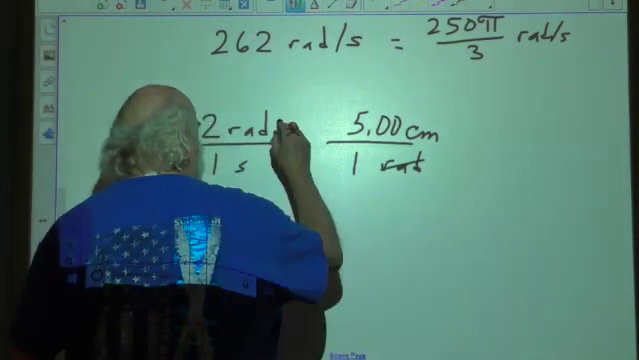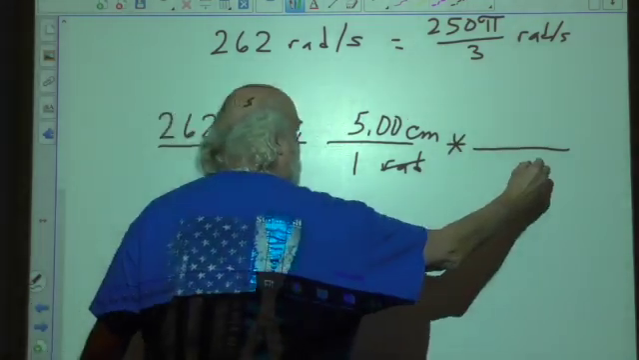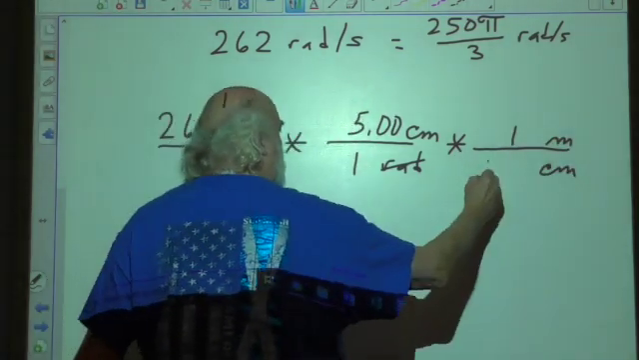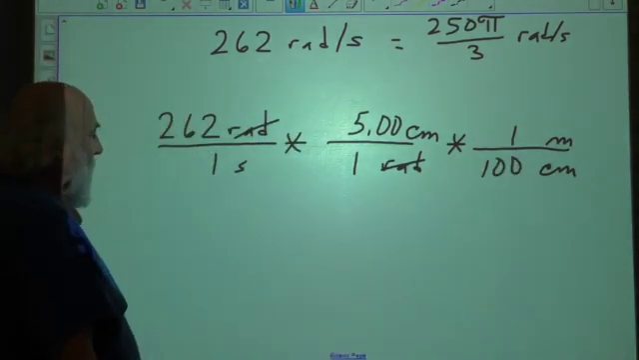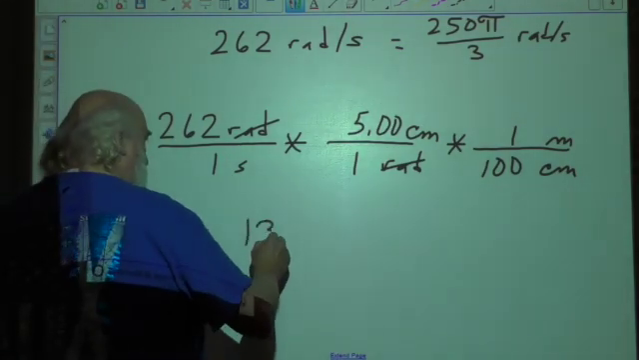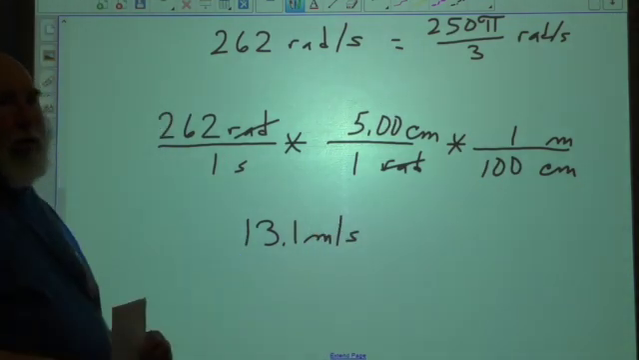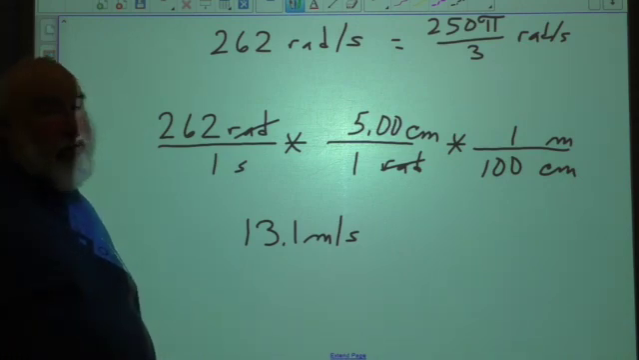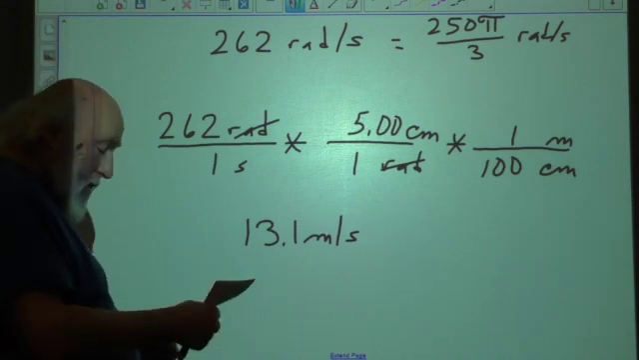But we want this in meters per second, so we have to change centimeters to meters. And since centi means 100, this will put 100 there, and 1 is the meter, the larger label of the two, so we put 1 there. And then we just go ahead and calculate this out. This comes out to 13.1 meters per second. And so that's going to give us somewhere in the neighborhood of just short of 30 miles per hour. So yeah, it's pretty fast for an object spinning around a point.